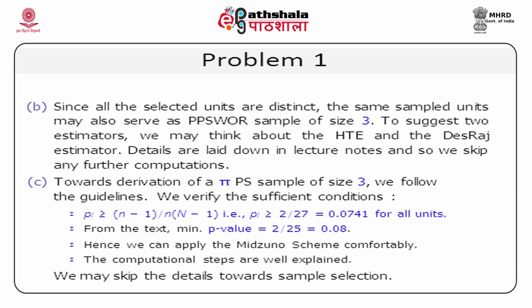From the given data, we find that the minimum p-value is 0.08, therefore the condition is satisfied. We can comfortably apply the Midzuno scheme and draw a sample of size 3. The scheme says the first unit has to be drawn differently, and the other 2 units by simple random sampling without replacement. The computational steps have been well explained in the text, so you can take it up, and once you have the sample, you can work out the estimates and the detailed things.